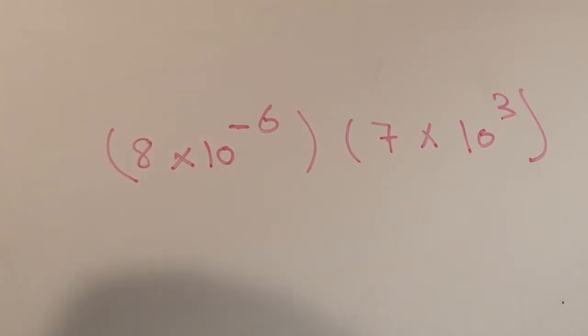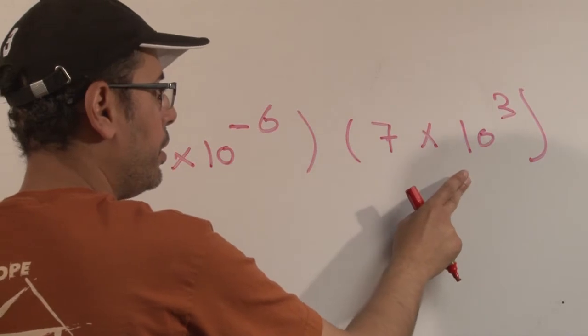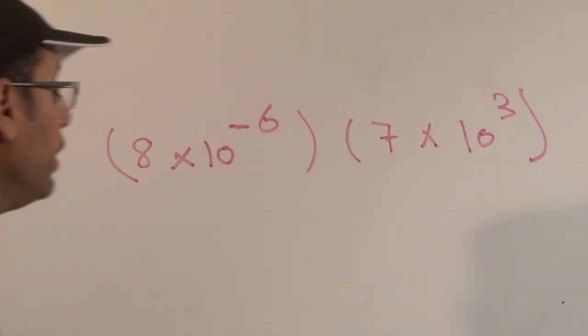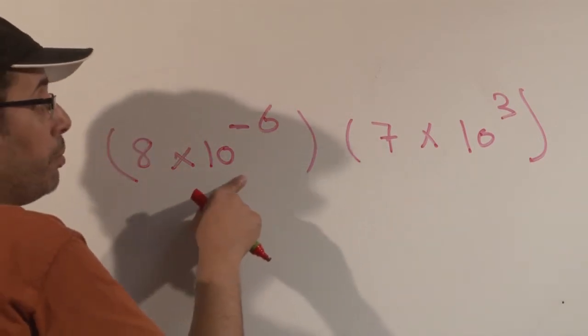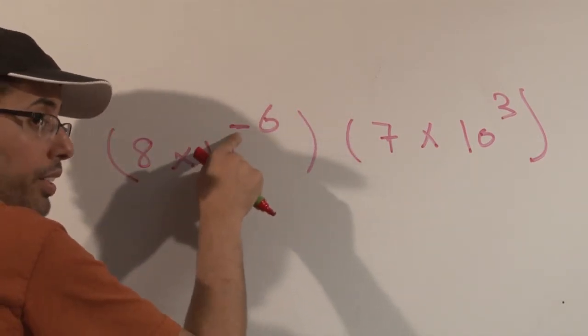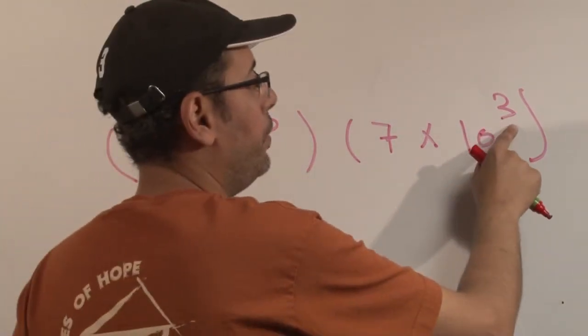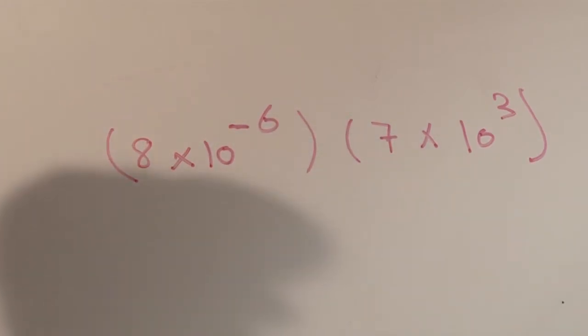First of all, I need to understand those two numbers. Are those standard numbers? No. Are those scientific notation numbers? Yes. Okay. Is that a big number or a small number? Look at this. This is negative, so it means that it's a small number. And what about this? This is a big number because it's positive. Okay. This is the first thing.